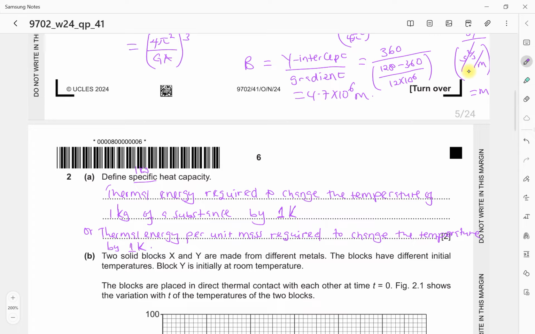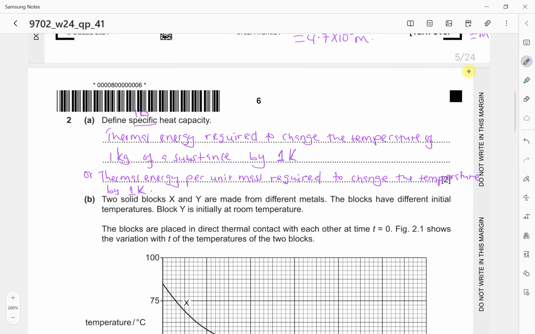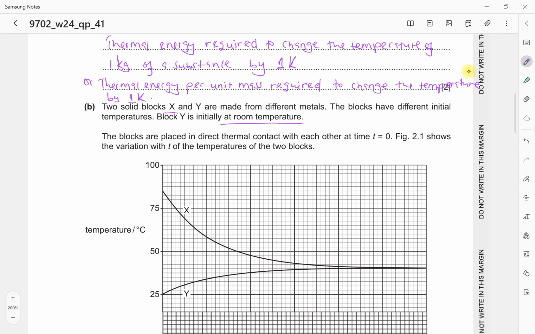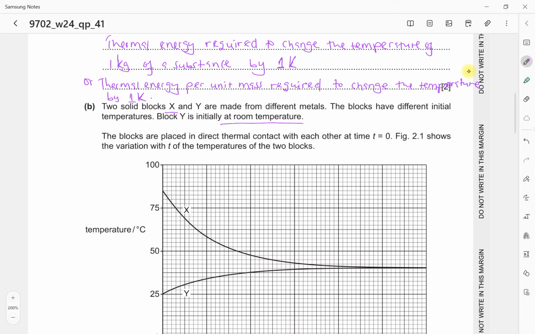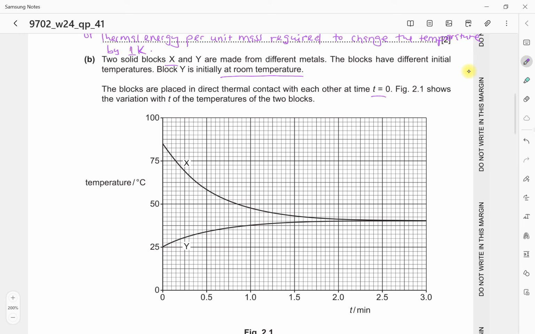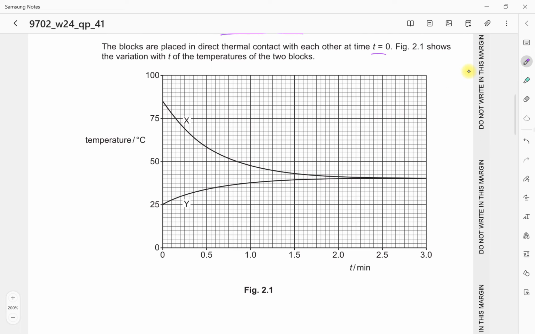So two solid blocks X and Y are made from different metals. The blocks have different initial temperatures. Block Y is initially at room temperature. The blocks are placed in direct thermal contact with each other at a time t equals 0. The figure shows the variation with time of the temperatures of the two blocks. Okay, so we see that they are reaching the same temperature, so they are reaching thermal equilibrium.